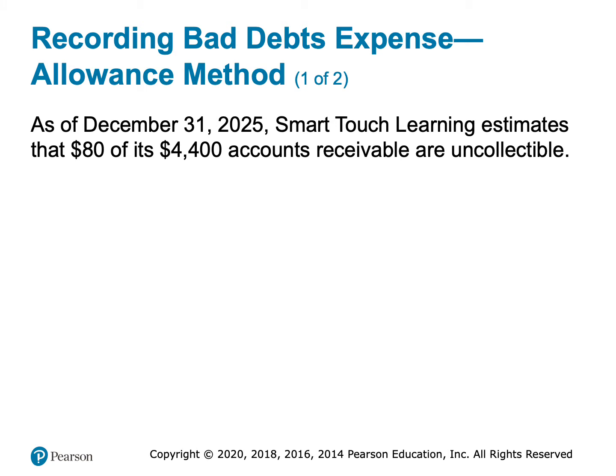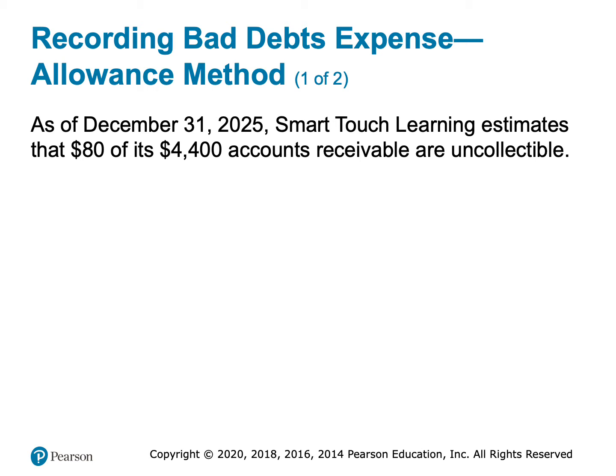So we're going to walk through an example of how to do the journal entries first, and then we're going to come back and learn how to do the calculation for the bad debt. Here we're told that Smart Touch Learning has estimated bad debts are $80. Again, we're going to come back later and learn how to calculate that 80, but let's learn all the journal entries first. So accounts receivable has a balance of 4,400. We know that balance is on the debit side of the T account because accounts receivable is an asset and all assets have a normal debit balance.